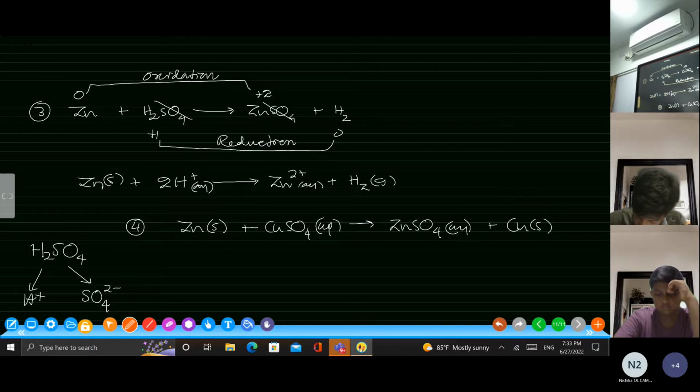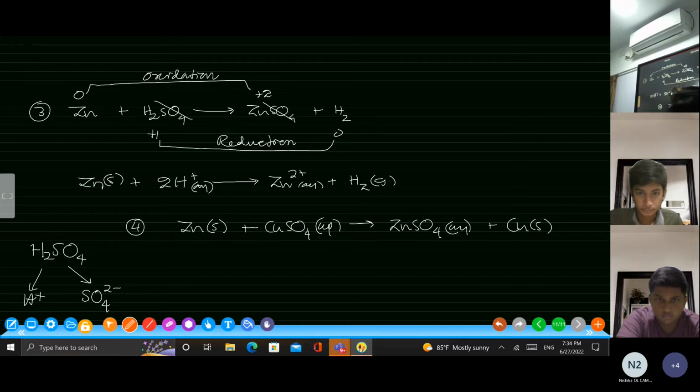If you can send the answer in the empty chat, that's much better. Okay, Asad said copper reduction, zinc oxidation, very good. You are correct. So this is a normal metal displacement reaction. So we are writing the equation for this.